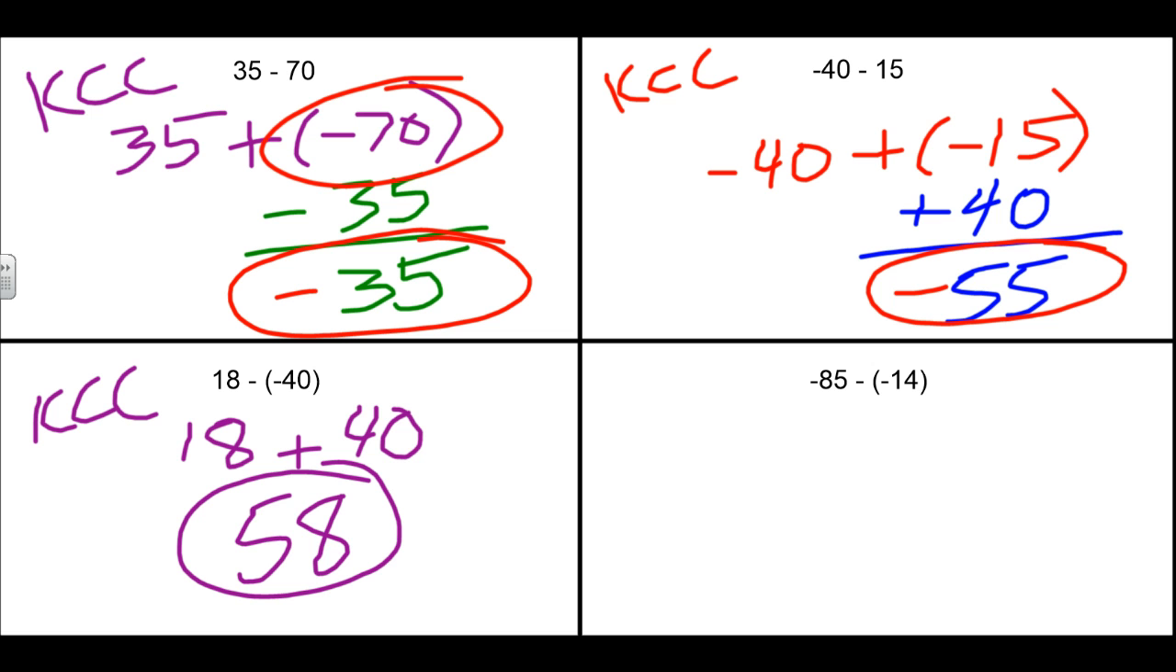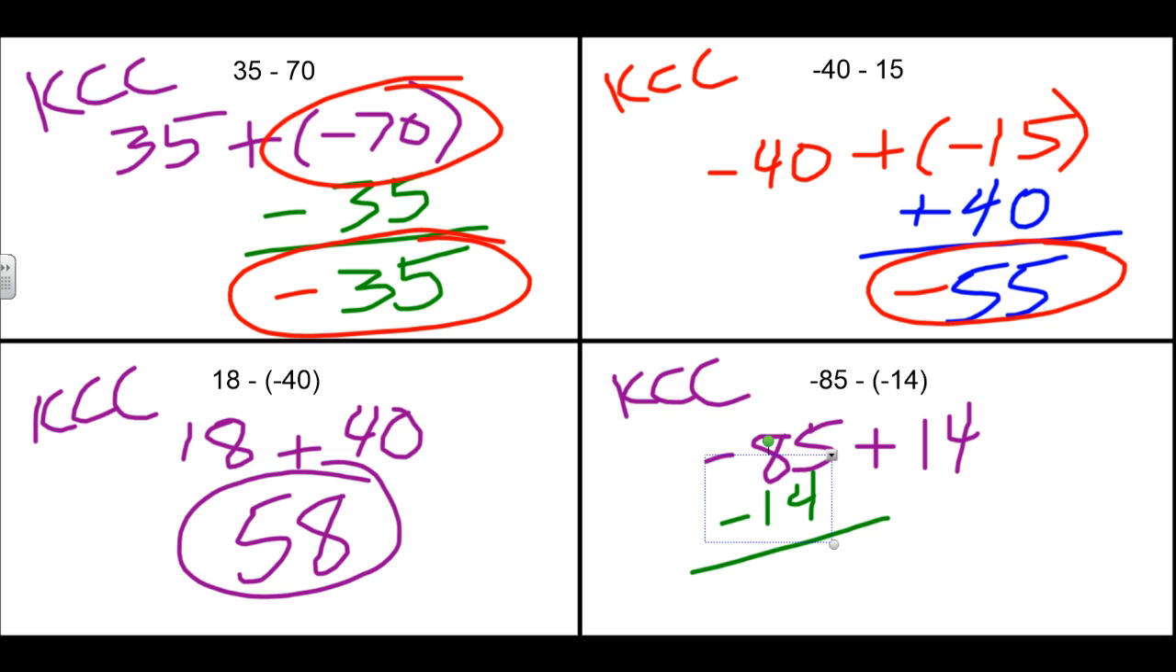And finally, the fourth one on this page, negative 85 minus a negative 14. Again, keep, change, change. Negative 85 remains. We're going to add the opposite of negative 14, which is a positive 14. These two numbers have opposite signs, so when we add them, we subtract their absolute values, as their sum will be closer to 0 than the add-in with a larger absolute value. 85 minus 14 is 71, but negative 85 has a larger absolute value, so the entire sum is negative 71, and therefore negative 85 minus negative 14 is negative 71.